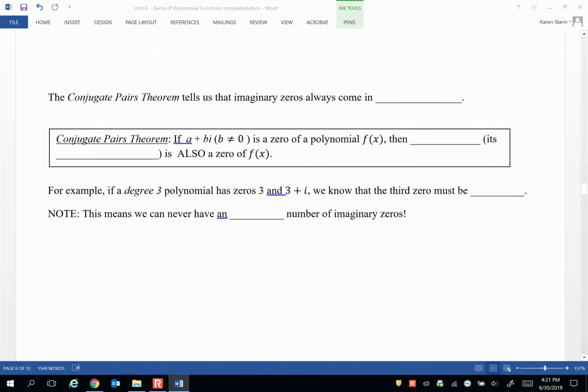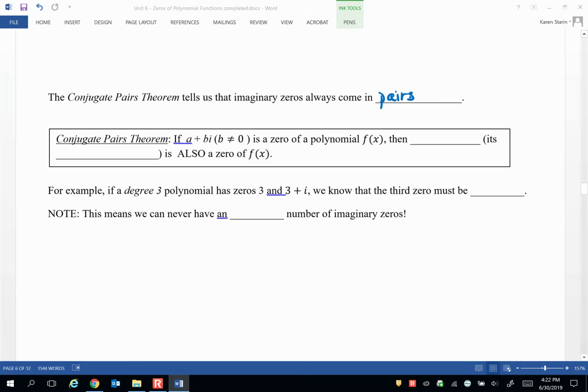In the last video, we saw that we had two imaginary zeros. And what I didn't talk about was that they were a conjugate pair, which brings me to the conjugate pairs theorem. It tells us that imaginary zeros always come in pairs.